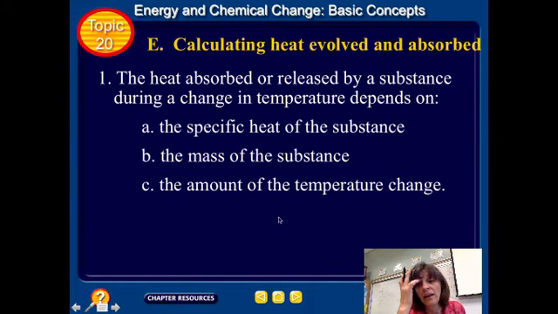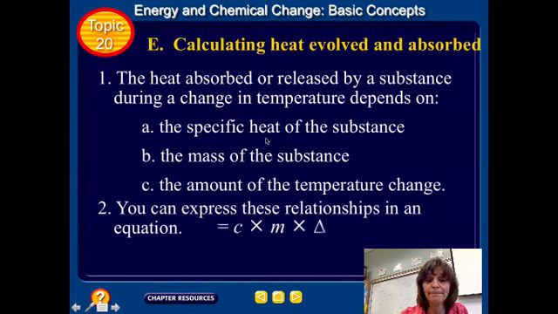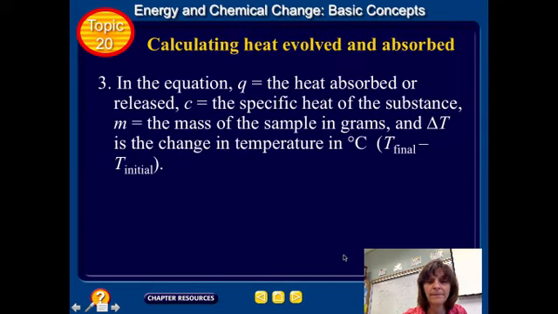If you wanted to heat up water for a bathtub, it'd be very similar, except the mass would be much, much larger, and therefore it would require a lot more heat. Okay, here's the equation. You hopefully used this a little bit in integrated science. Q equals mC delta T, where C is specific heat, m is mass, and delta T is change in temperature.